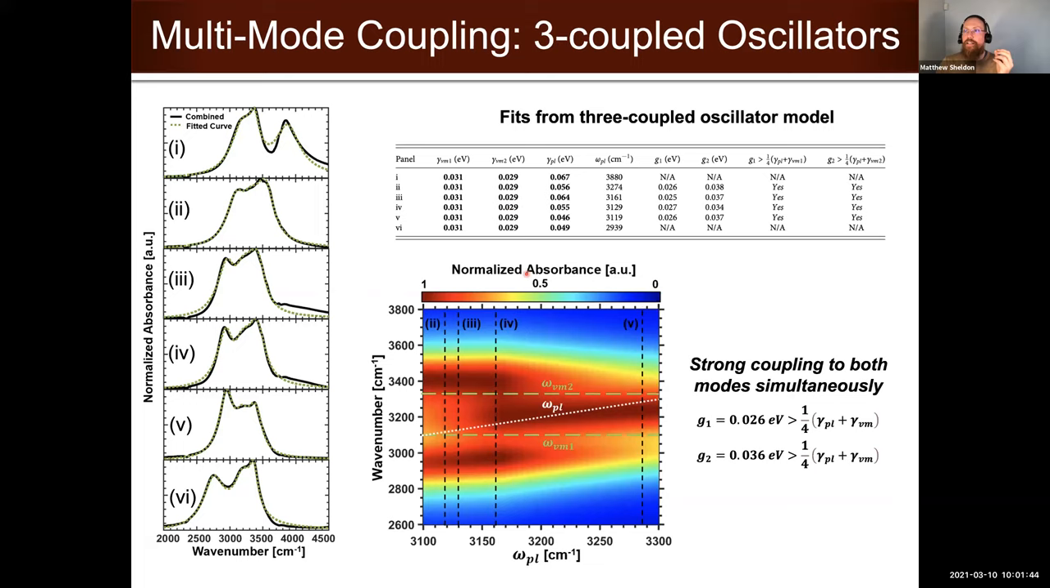And then just to summarize this data, just like I was able to show you, we could map out the dispersion according to a two-coupled oscillator model for PMMA. We can do the same thing now for both the symmetric and the anti-symmetric stretching frequencies coupling with our plasmonic surface of the copper sulfate. And I think this is kind of cool because what we were able to show is that we achieved strong coupling by this metric for both modes simultaneously.